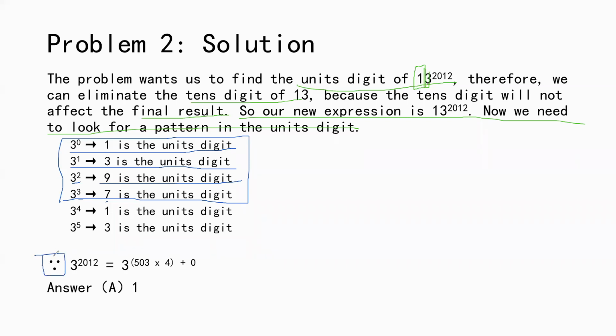This symbol, 3 dots, 2 on the top, 1 on the bottom, means since. Since 3 to the power of 2012 equals 3 to the power of 503 times 4 plus 1, plus 0. Therefore, the unit digit of this equals the unit digit of 3 to the power of 0, which is 1. The answer is A, 1.